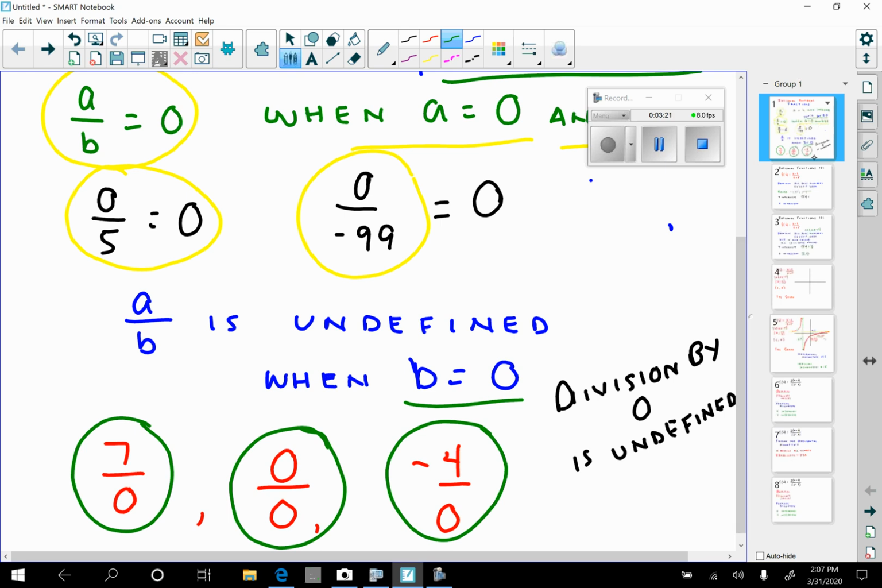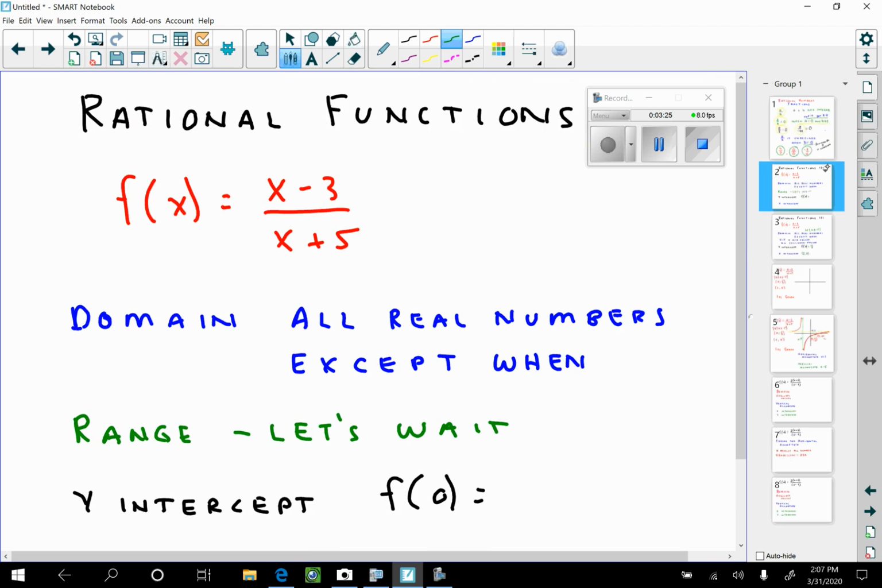So let's go to our first example of a rational function. A rational function is, do you see this? It's a quotient of two polynomials. And we're going to start with two really easy polynomials, x minus 3 and x plus 5. These are very easy polynomials. But a rational function is a quotient of two polynomials.